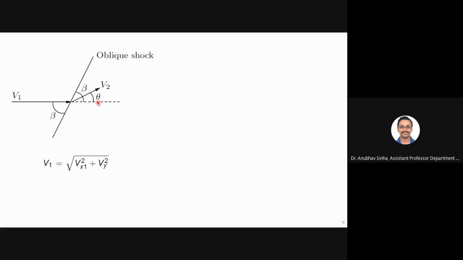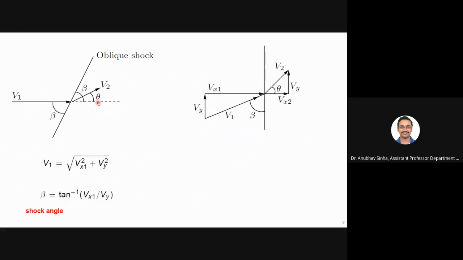Fine. So let us first break it down. Let us say this is V1, I will break it down into Vx1 and Vy. These are the two components, simple vector addition, that's all. Now once it passes through the shock, I can say that this is a normal shock, and the flow is coming at Vx1, so it acts like a normal shock. Vx1 will change to Vx2.